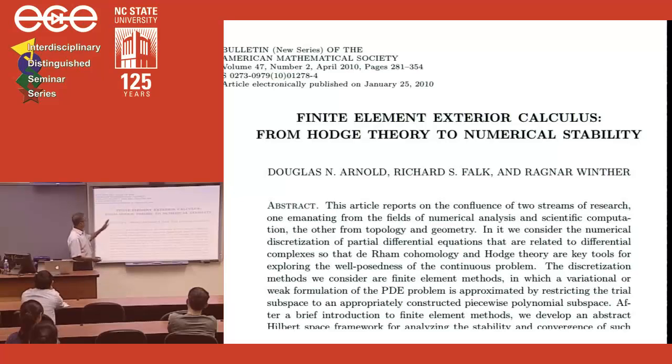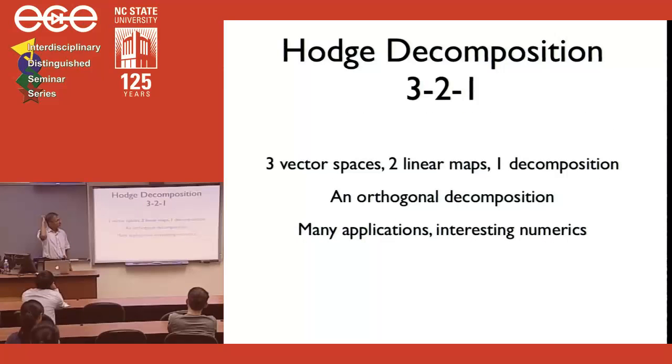So this is an already modern classic by Doug Arnold, Rick Falk, and Ragnar Winther. It's a beautiful paper which describes how Hodge theory can be used in numerical analysis. It brings together ideas from functional analysis, topology, geometry, numerical analysis, and gives you bounds on errors, stability results. Beautiful paper. So Hodge decomposition is actually quite simple if you do it in finite dimensions. You know how when you go through airports, they say 3, 1, 1. So I want you to remember only one thing, 3, 2, 1. If you have 3 vector spaces, 2 linear maps between them, then there is one decomposition. And it's an orthogonal decomposition.